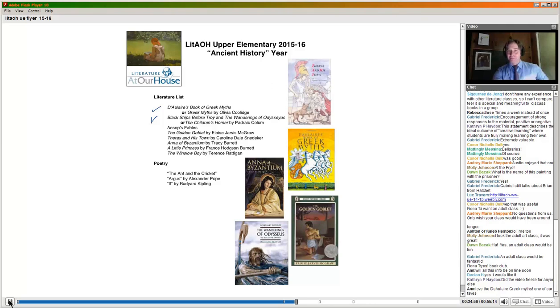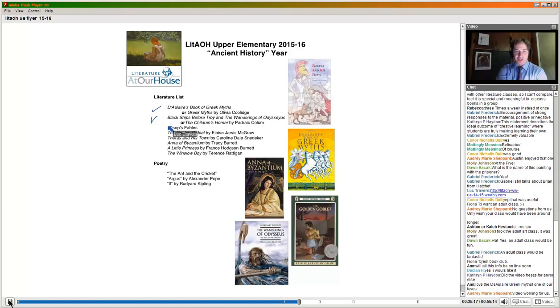Deleuze is great. And I'm going to decide between Deleuze or Coolidge. As well, I'm going to decide between either Sutcliffe, who does the Black Ships before Troy and Wanderings of Odysseus, or the Children's Homer, which is also really good, but the language is a little bit more challenging. We'll definitely do some Aesop's Fables.